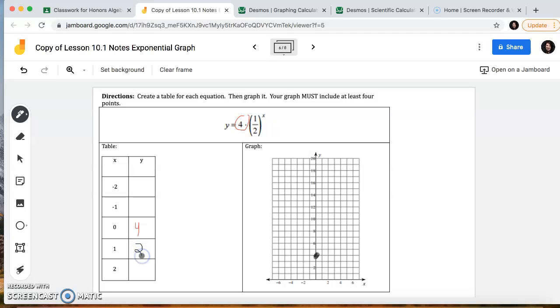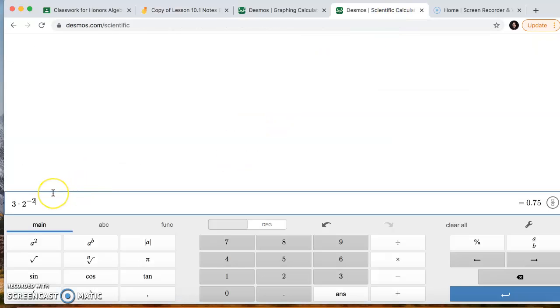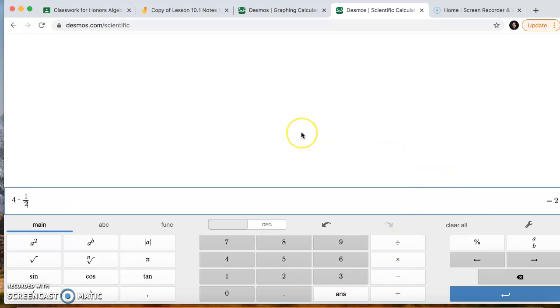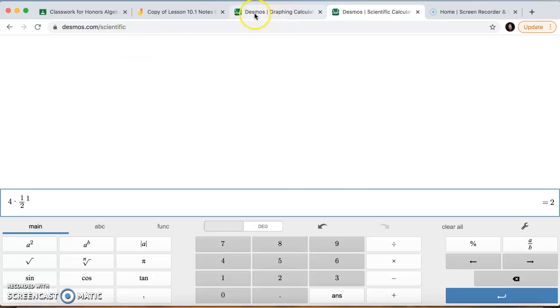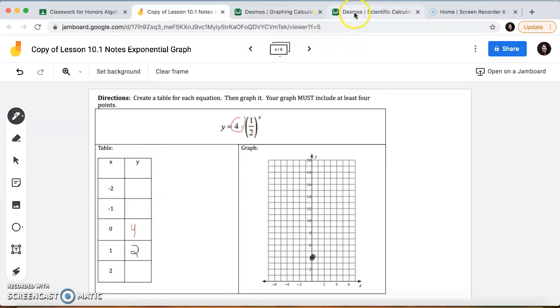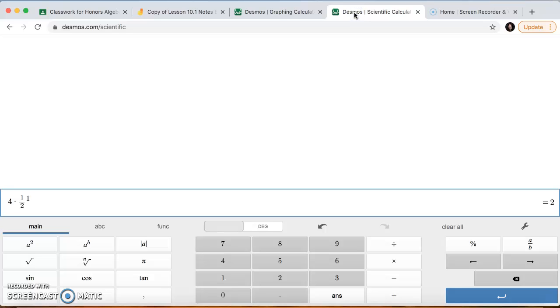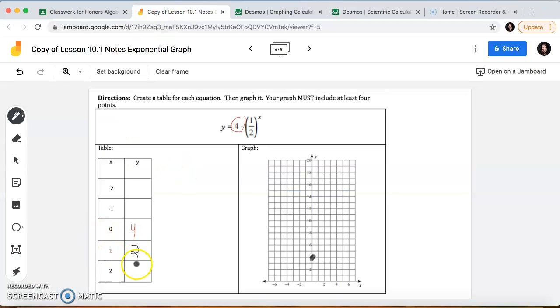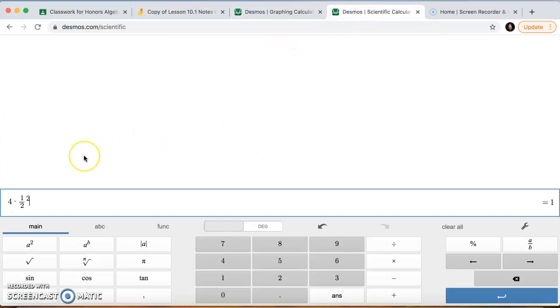And if you're not sure how I'm doing that, we can always go to our calculator. So we have 4 times 1 over 2. If you take that whole thing to the first power, oops, I messed up. It's 2, my bad. I said 2. So if you take that to the first power, you're going to get 2. If you take it to the second power, you're going to get 1. Then if we take it to the negative first power, the answer is going to be 8.